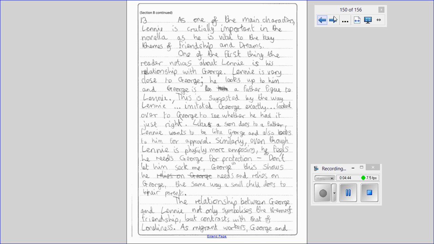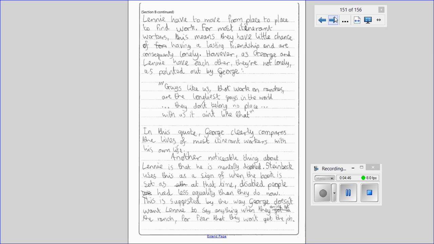As migrant workers, George and Lenny have to move from place to place to find work. For most itinerant workers, this means they have little chance of having a lasting friendship and are consequently lonely. However, as George and Lenny have each other, they're not lonely, as pointed out by George. The candidate keeps referring to context and not just a bolt-on paragraph. They keep linking it in to what the question is asking them about Lenny.